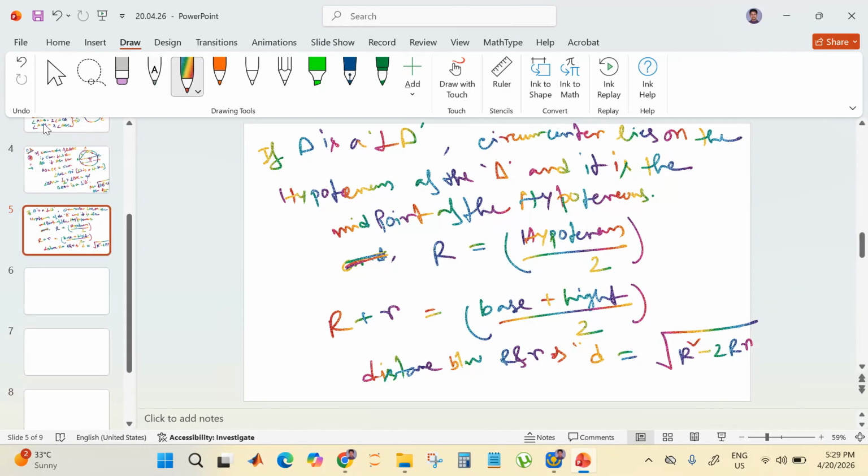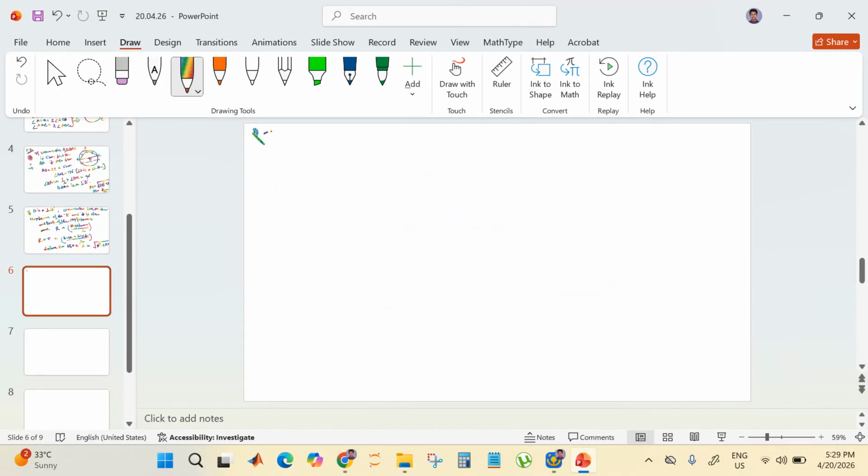Okay, so that means if I have the height and base, then you can find the inradius directly. How? See one problem. Problem number 3 for today.